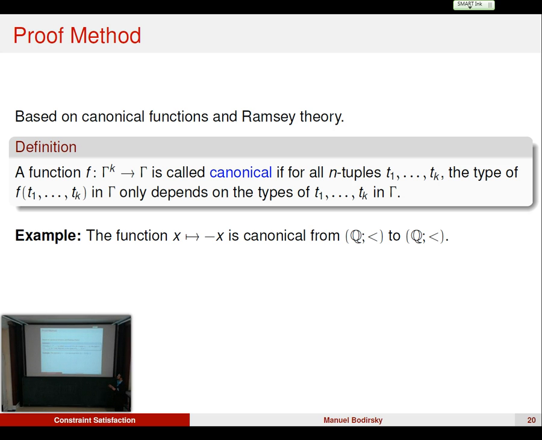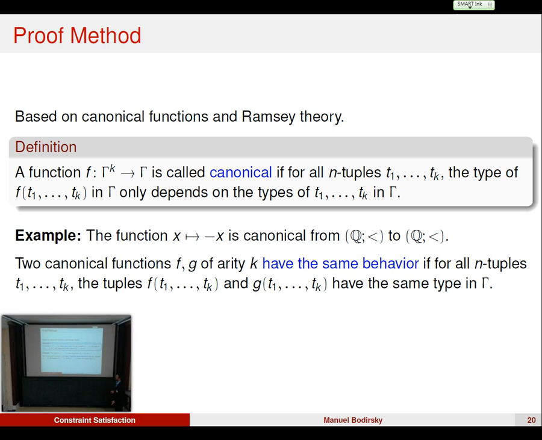You have a function, for instance, a function that maps x to minus x is canonical as a function from Q to Q. Because to know the type, t1 up to tk are all n-tuples. This is one n-tuple, this is one n-tuple. So here you would have to look at n-tuples again. You want to know the type of an n-tuple in Q. Well, all that counts is the order on those n. So if you systematically reverse the order everywhere, you only have to know the type in the preimage.